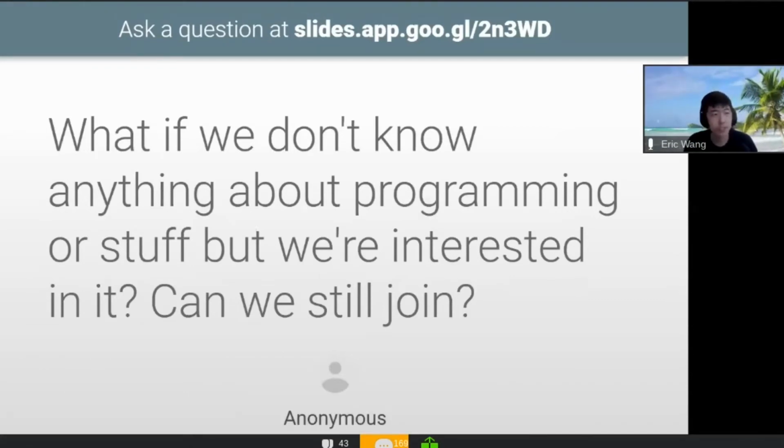Next question is, what if we don't know anything about programming? Can we still join? Yeah, that's totally fine. We anticipate having students with different skill sets. Some people might be extremely new and some people might be really advanced, but we'll make sure to cater to everyone's needs. You could be extremely new and that's totally fine.